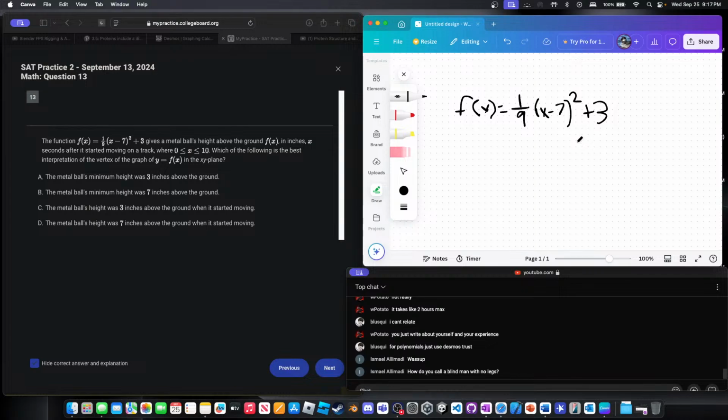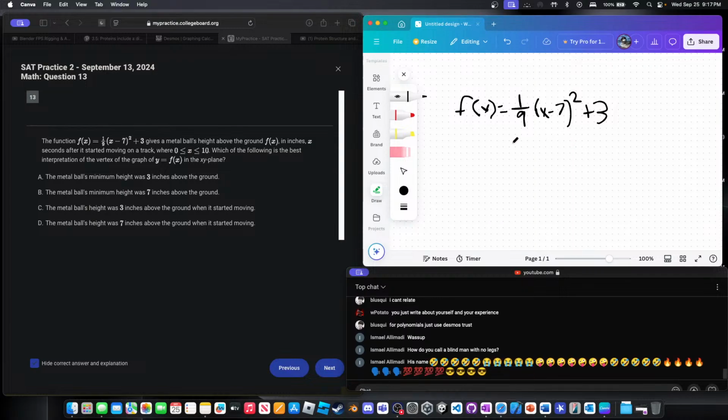Plus 3 gives a metal ball's height. Okay. What? I don't get it. Anyways, so f of x is going to equal... Okay, ball's height is equal to ball's height. Ball's height above ground.